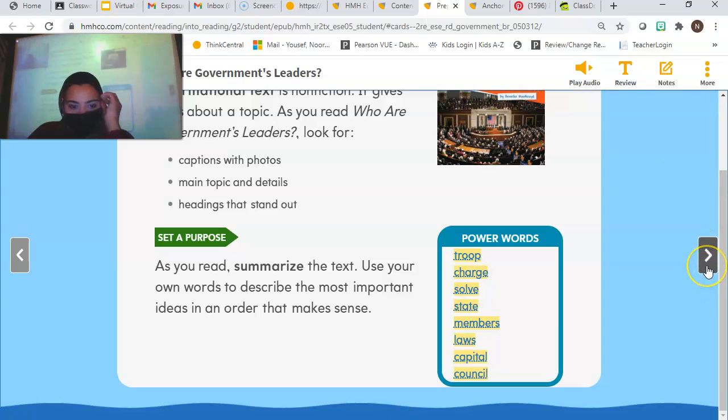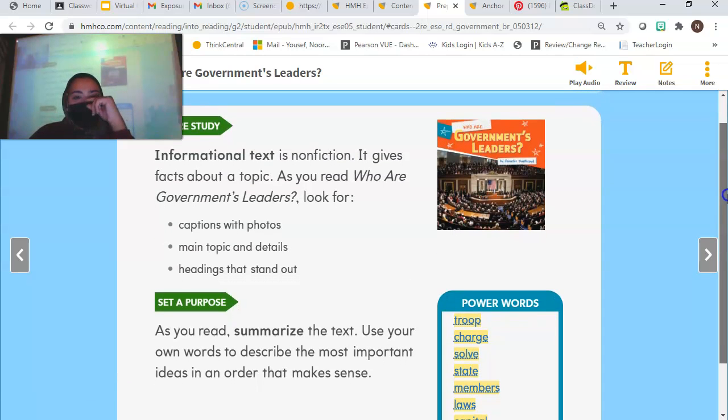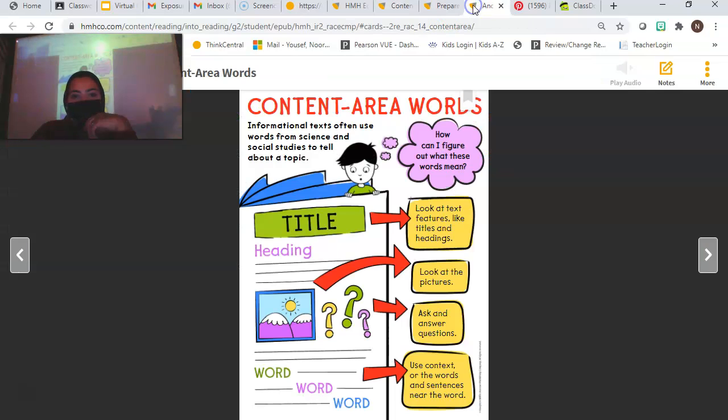Yep. All right. So we are mainly focusing on summarizing. This story is an informational text. It's nonfiction. It gives us facts about a topic. We're going to look for captions with photos, main topics, details, headings that stand out. All right, so what does that mean? Headings, title. Content area words. Informational texts often use words from science and social studies to tell about a topic.